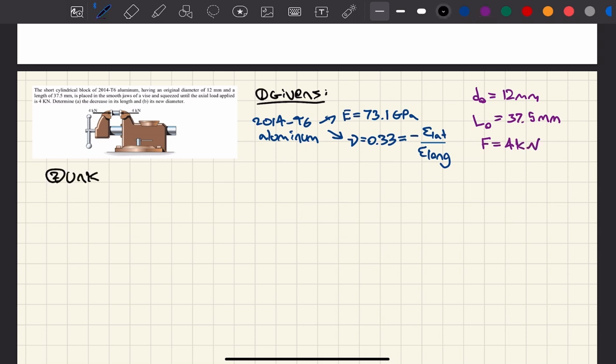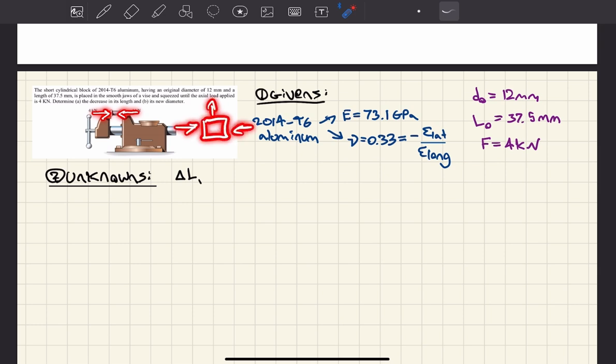Okay, we can move on to the unknowns. This question is fairly simple. It wants us to find the decrease in length because it's being compressed, right? So once we eventually find our delta L, we know that it's going to be negative. We also want to find our new diameter because, as we said, once we compress this aluminum bar, what's going to happen to our diameter? What's going to happen if we compress this marshmallow? Well, it's going to squish outwards. Not as much as the marshmallow, but this aluminum is going to have a very small deformation to its diameter. It's going to increase, right? So we want to find D1.